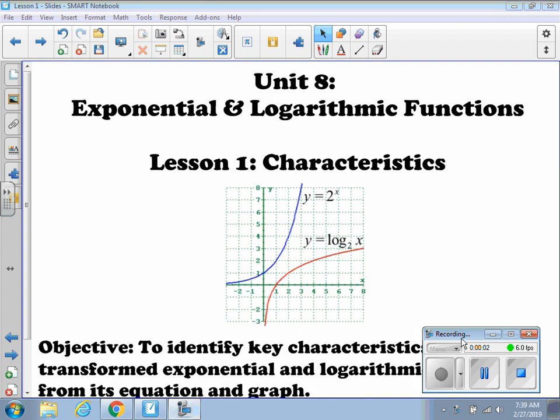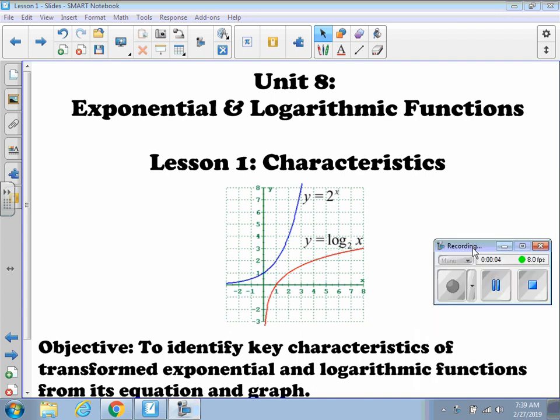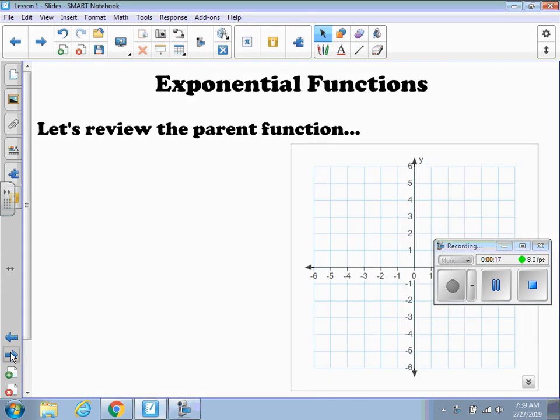Hey guys, today is the first lesson of Unit 8 on exponential and logarithmic functions. Today we're just going to talk about the characteristics and how to identify them and find those special pieces. Next class we'll be talking about that. So we're going to start with exponential functions.